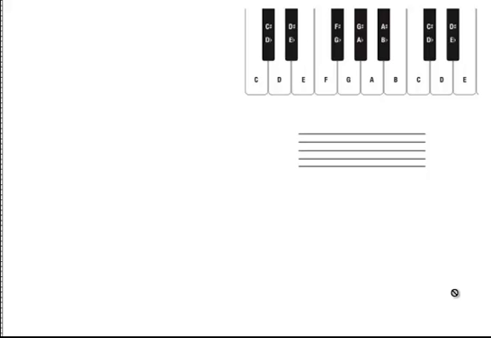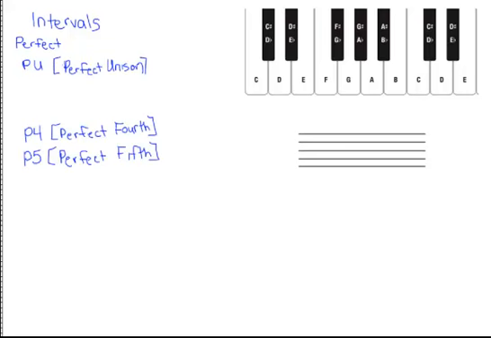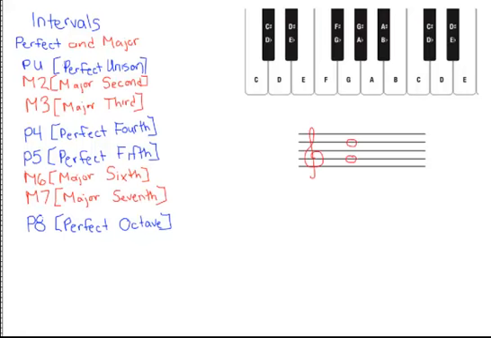Okay, so today we're going to learn how to write ascending and descending major and perfect intervals. Our list of perfect intervals are the perfect unison, the perfect fourth, the perfect fifth, and the perfect octave. Perfect intervals will be marked by a capital case P followed by the value of that interval. Our major intervals will be the major second, major third, major sixth, and major seventh. Major intervals are marked with a capital M followed by the value of that interval.